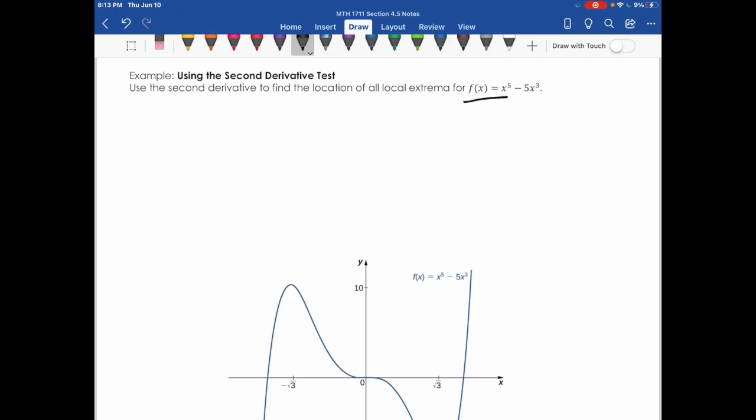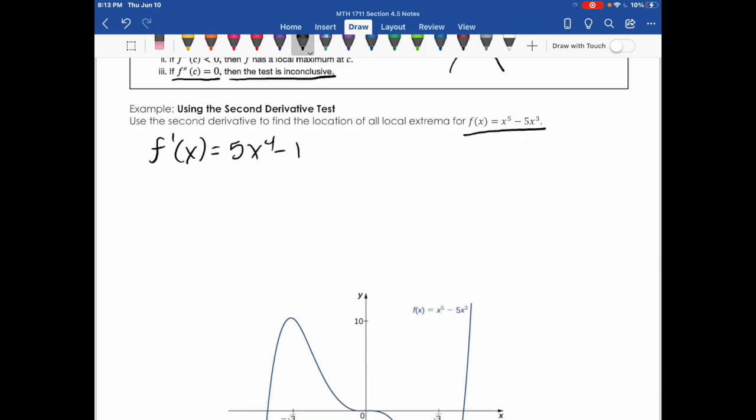Let's use, in this example, the second derivative test to see where the local maxes and mins are. So we have this function, x to the fifth minus 5x to the third. I'm going to take the first derivative, which is 5x to the fourth minus 15x squared. And I want to find my critical values by looking to see where the values of x occur that make the derivative 0 or undefined. There are no values of x that would make the derivative undefined, but we do have values of x that would make it 0.